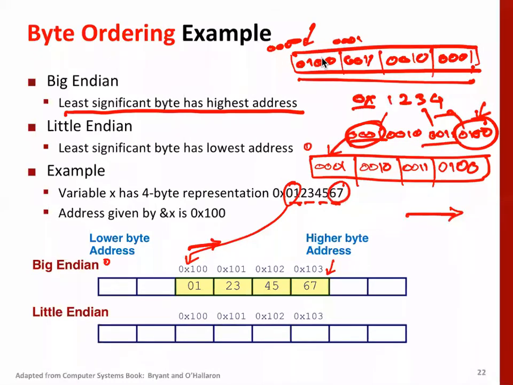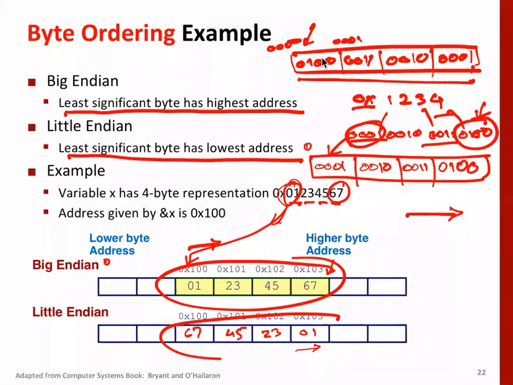So little endian says the least significant byte will be at the smallest address, right? So we'll have 67 here, then 45, then what is the next one, 23, and 0, 1. It means 0, 1 is the most significant byte, and it is at a higher address in little endian. Now if you just read it, this looks more natural than the other one, because we write it this way. But different computers use it in different ways. Nobody can say what is good and what is not good.